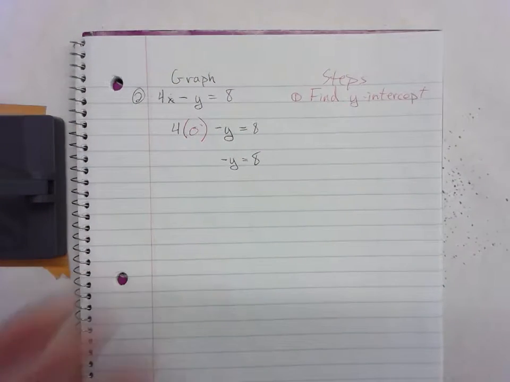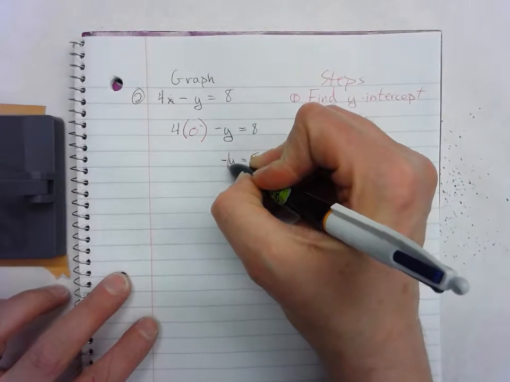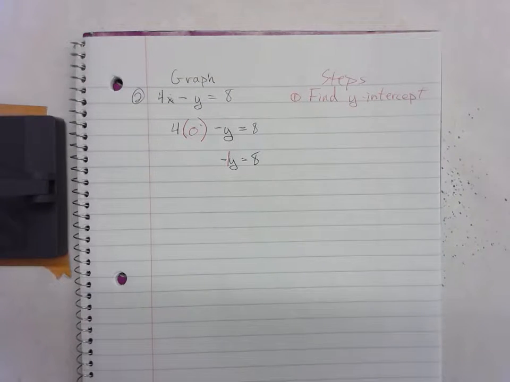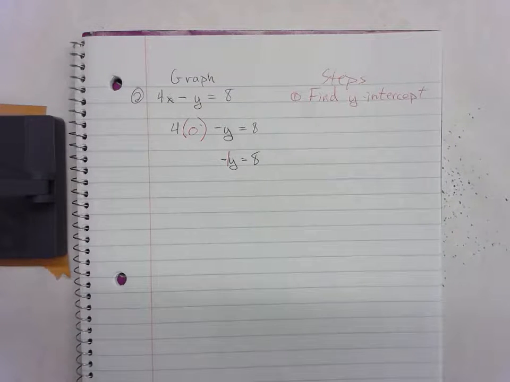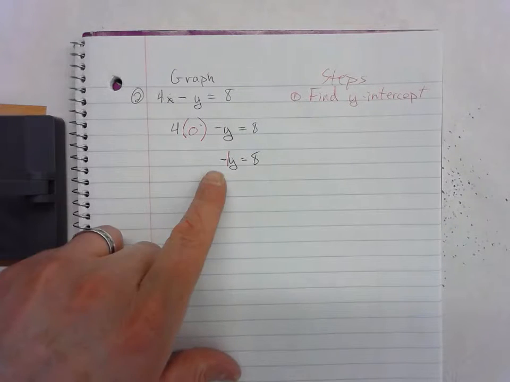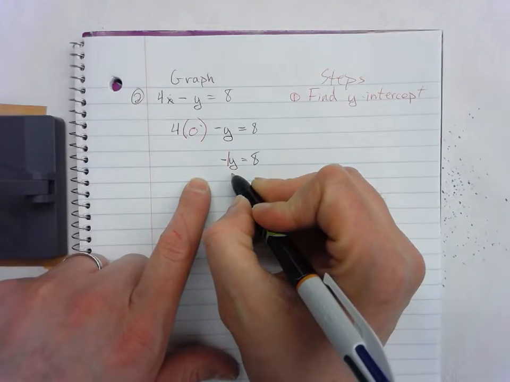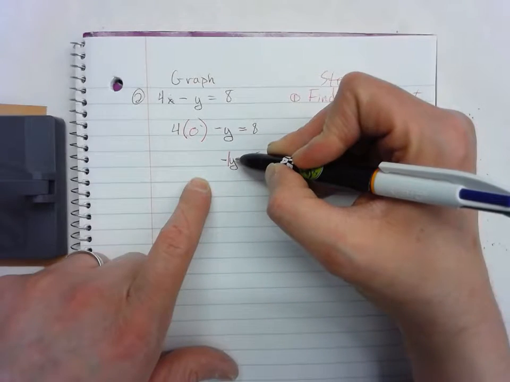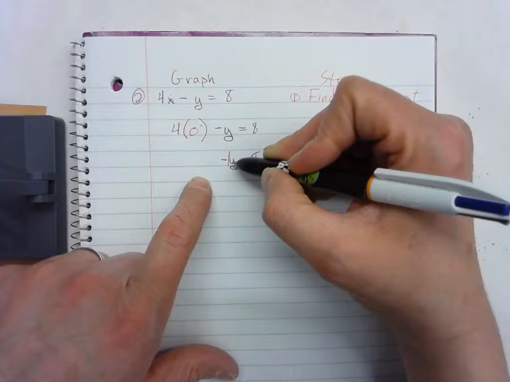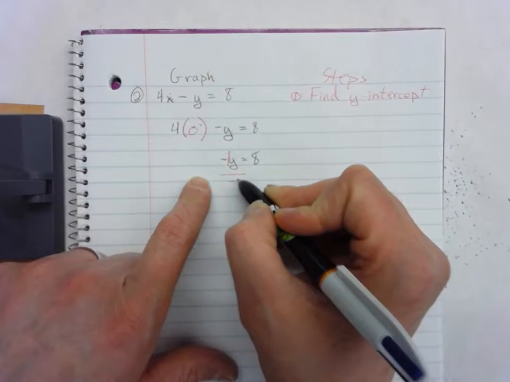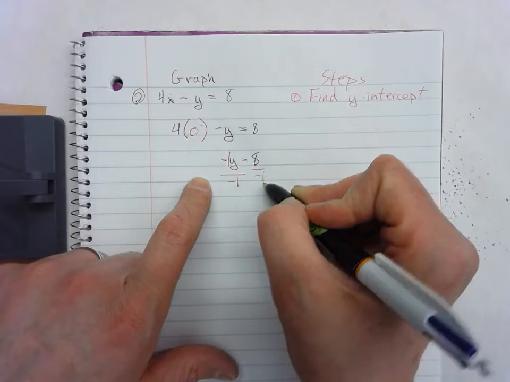Negative y equals 8. And then hopefully someone is going to remember that there is an invisible 1 in front of a variable if it does not already have a coefficient. And please remember, coefficient just means the number in front of a variable. So with this negative 1, I can't have a negative y. So I need to take that negative and somehow get it away from the left side. Mathematically, all I do is divide by that negative 1.